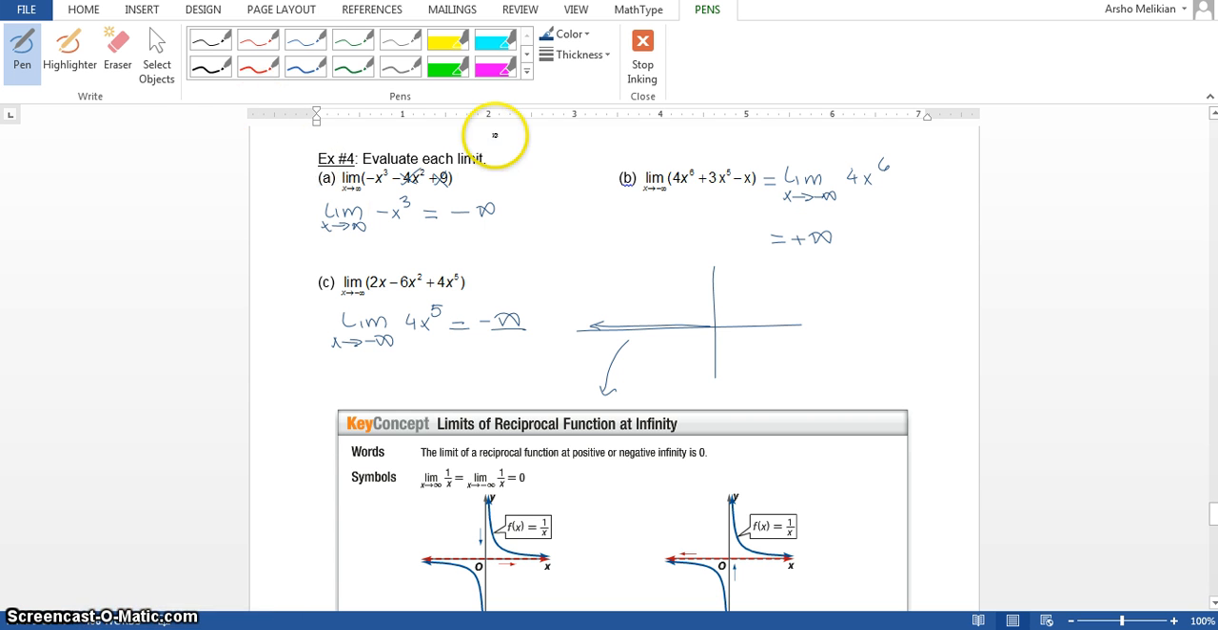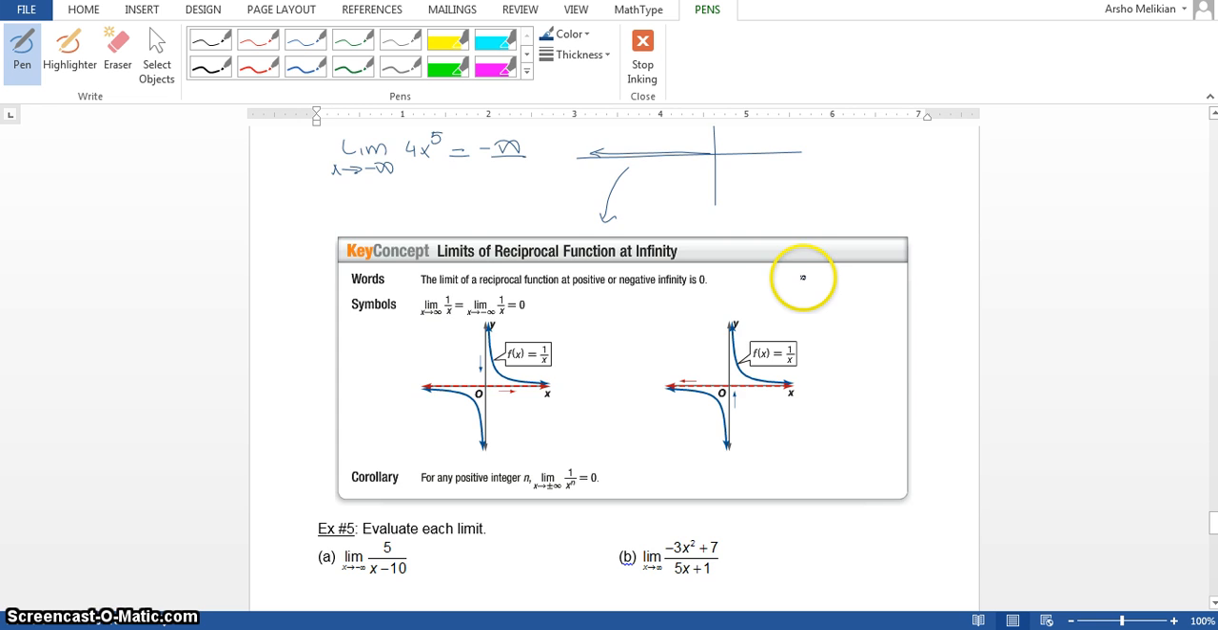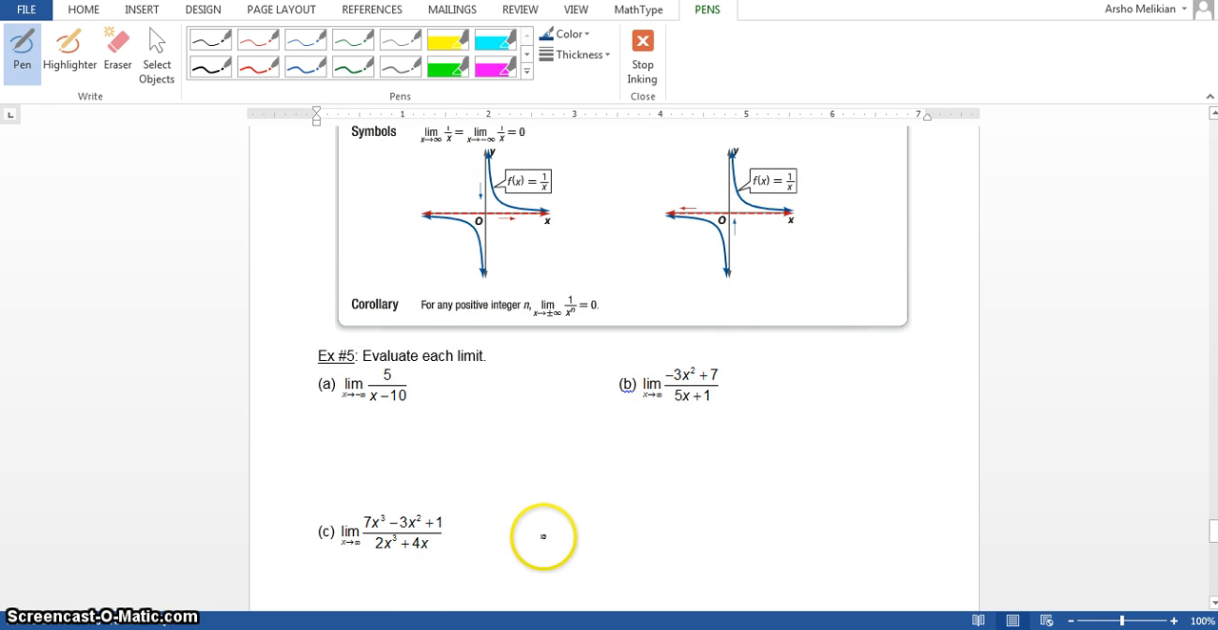Now, let's talk about reciprocal functions. See, is this recording now? Okay. All right, let's talk about reciprocal functions.